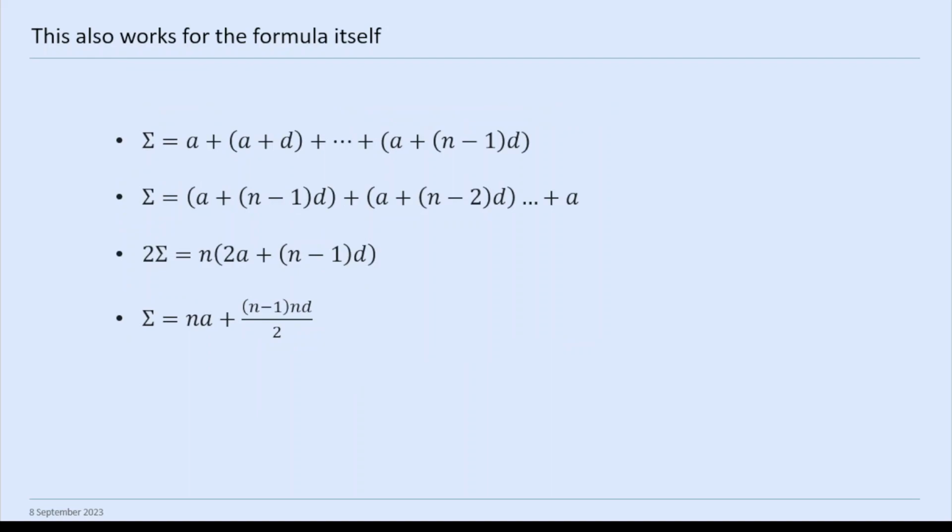We can actually do this for the formula itself. So we could say sigma equals a plus (a plus d) plus (a plus 2d) plus (a plus 3d) plus all the way up to plus (a plus (n minus 1)d). Then we can have another sigma which turns that sum backwards. So we start with a plus (n minus 1)d. We add the two, we get 2 lots of sigma equals n terms, and each of the terms is 2a plus (n minus 1)d when you actually work it out. So that tells you that sigma equals n lots of a plus (n minus 1) d over 2.